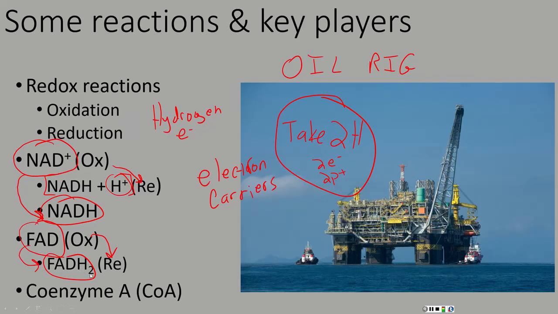So what happens? When we lose electrons, we're going to go back to our oxidized form. So if you see NAD plus or FAD, they do not have their extra electrons that they're carrying. If you see NADH, or if you see FADH2, that means they are currently carrying electrons.